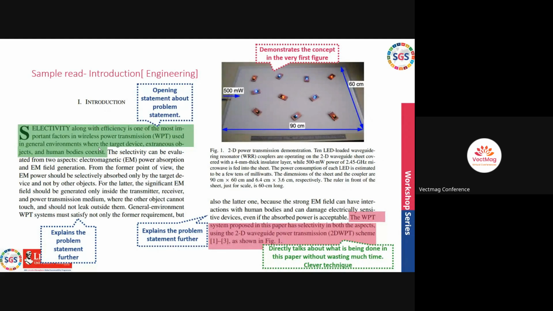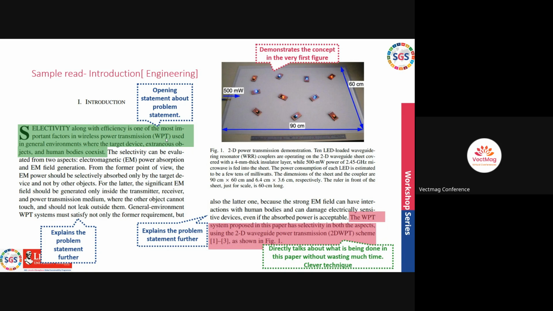Then again, explain the problem statement a little further, not too much, but a little further. This is where you can actually also introduce your literature survey right at this stage. Okay, that's fine. Some people do that.